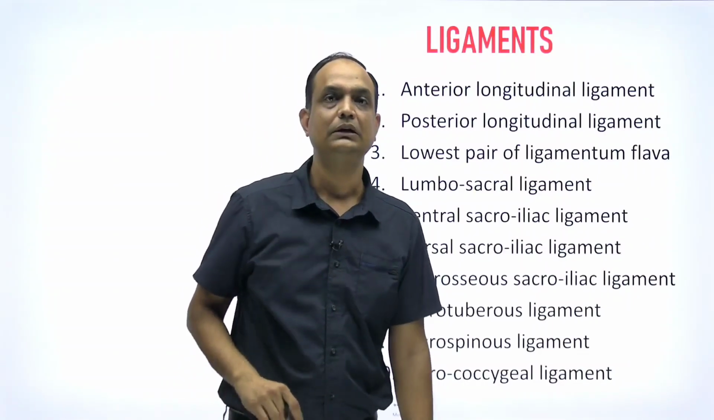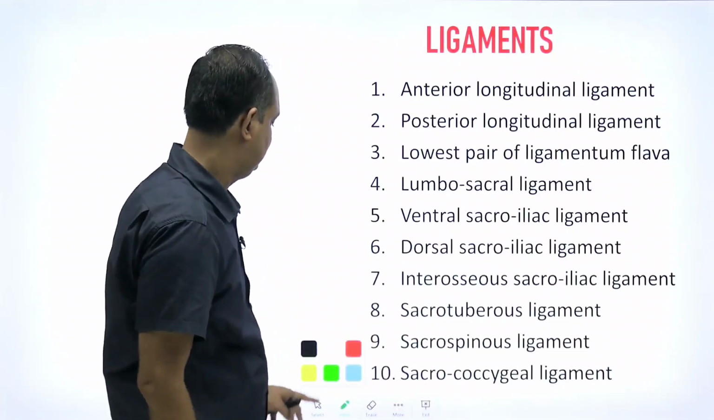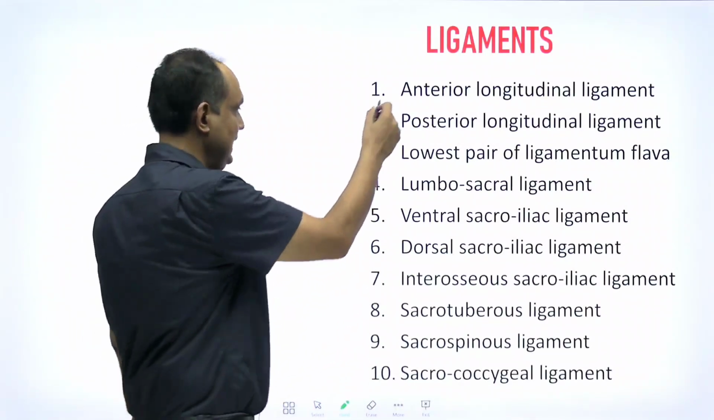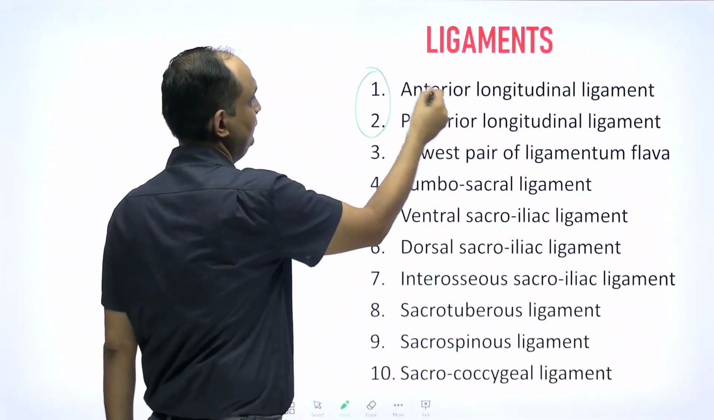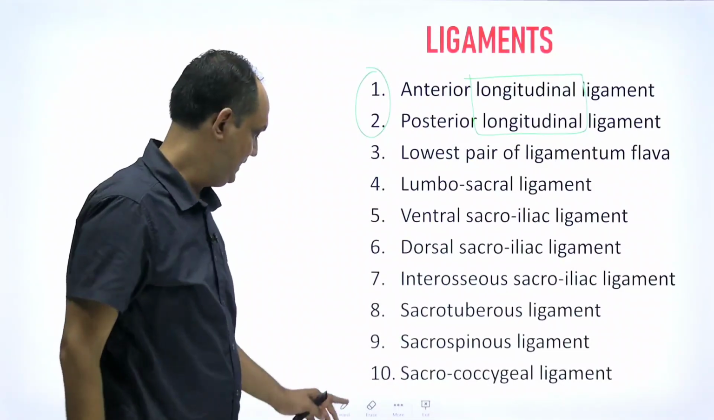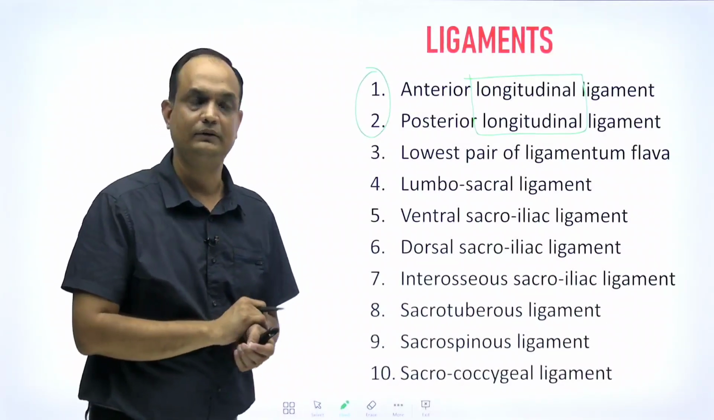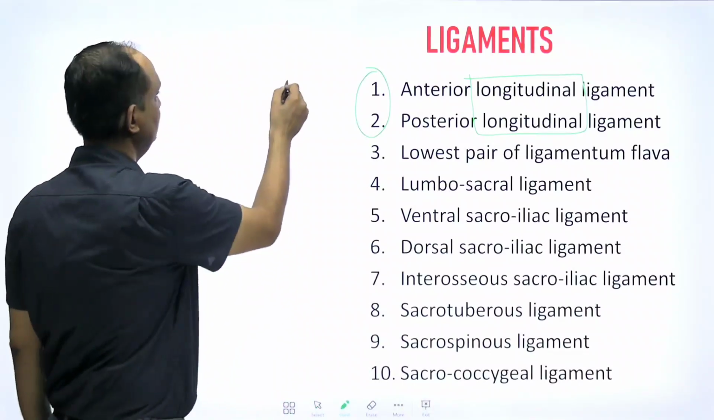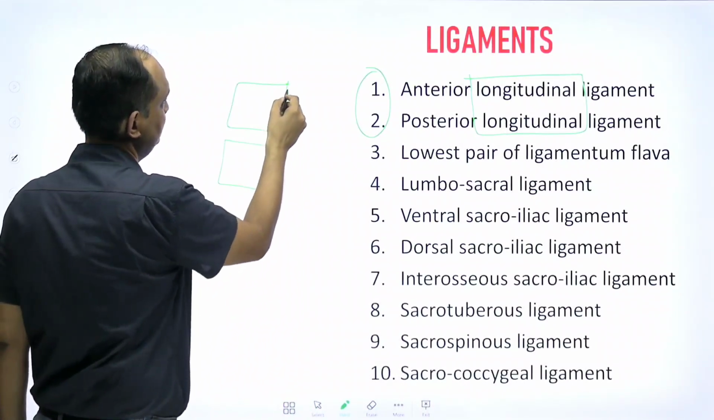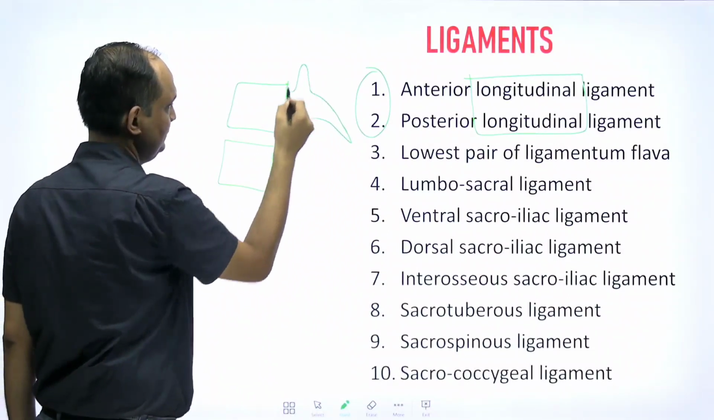Now, we will talk about the ligaments attached on the sacrum. When you see the ligaments attached on the sacrum, there are almost 10 ligaments. One is known as the anterior and posterior longitudinal ligament. The anterior and posterior longitudinal ligaments are present on the anterior and posterior side of the vertebral bodies. So, when you see the vertebrae, on the posterior side of the vertebrae you have the articular processes and the spinous process.